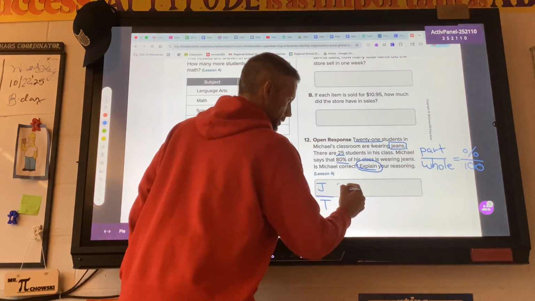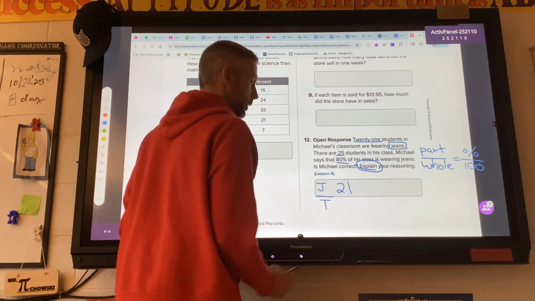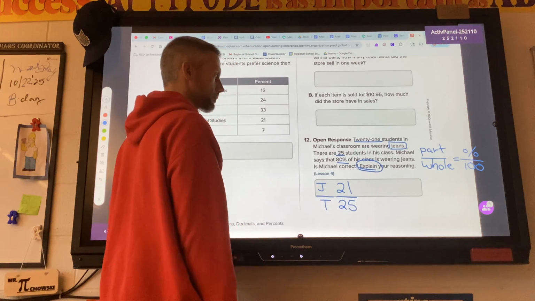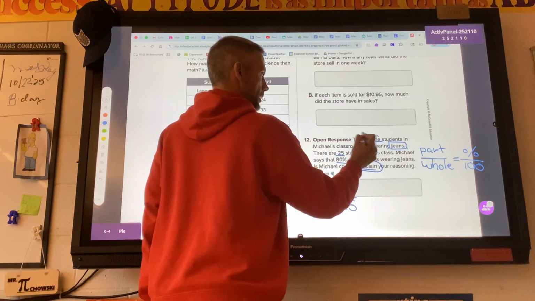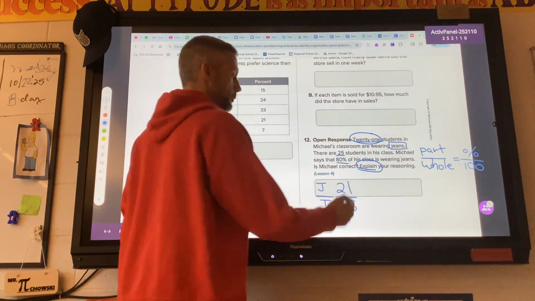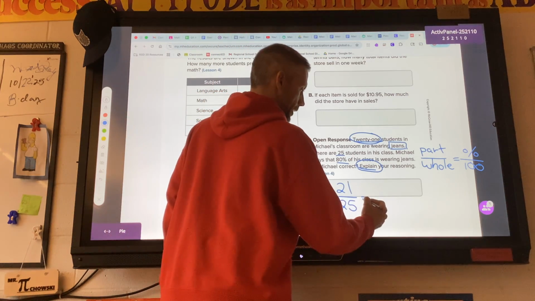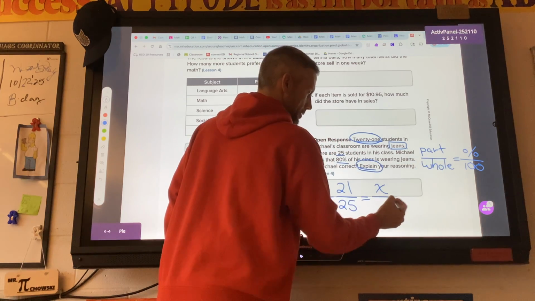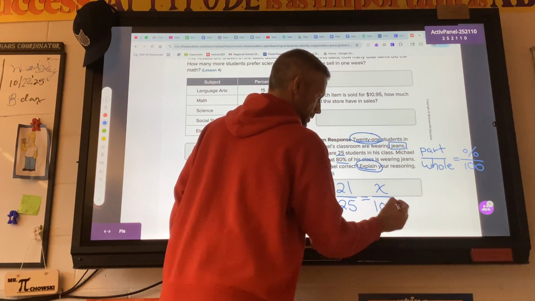So what I'm going to do is say 21 students are wearing jeans out of 25 students in the class. That's the part and the whole because they gave us both of those. They gave us one in word form, but that's 21 are wearing jeans out of 25. We want to know what percent that is, and a percent is always out of 100.